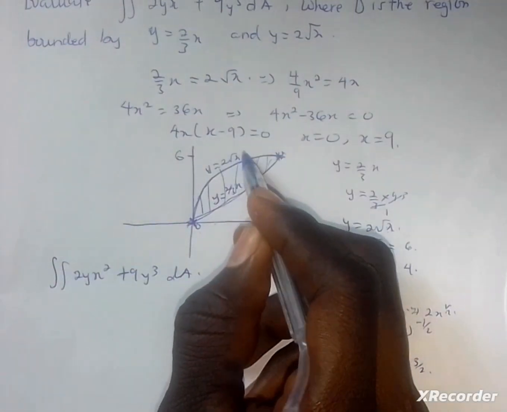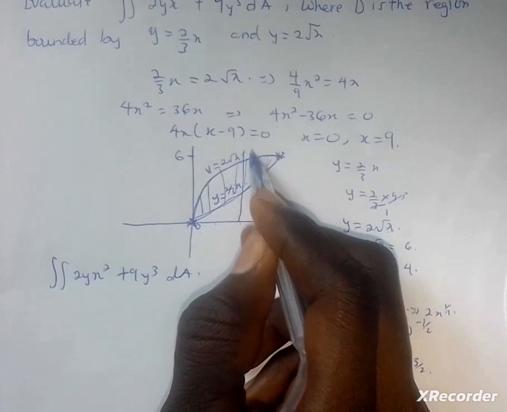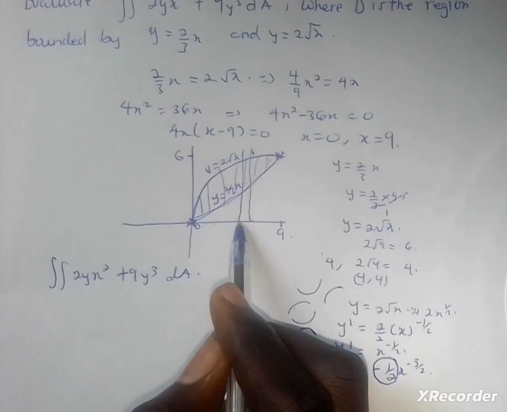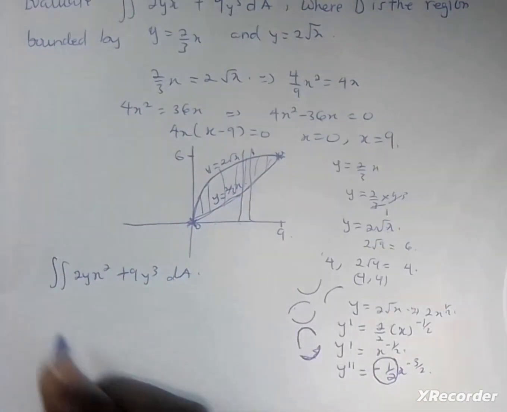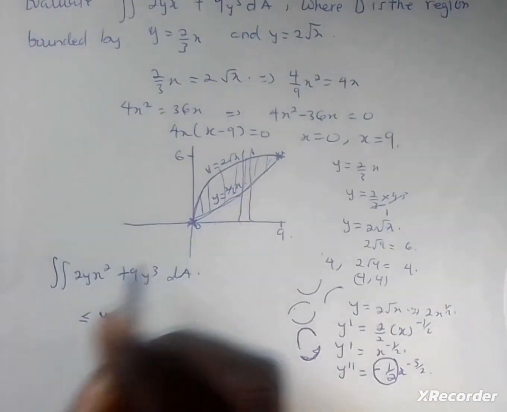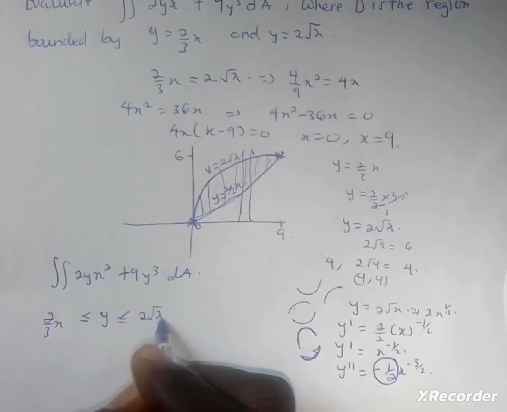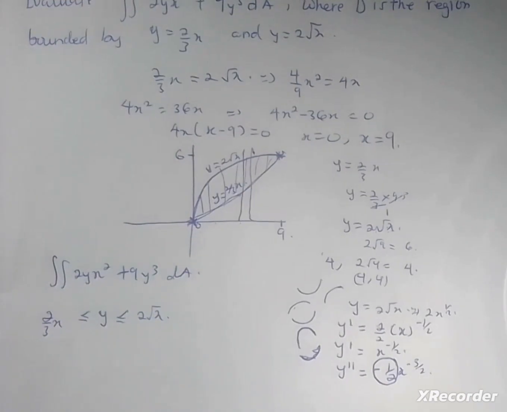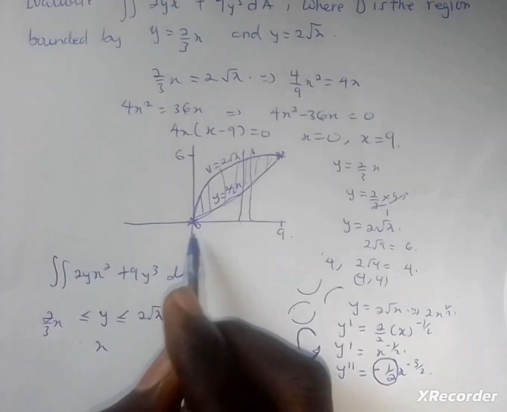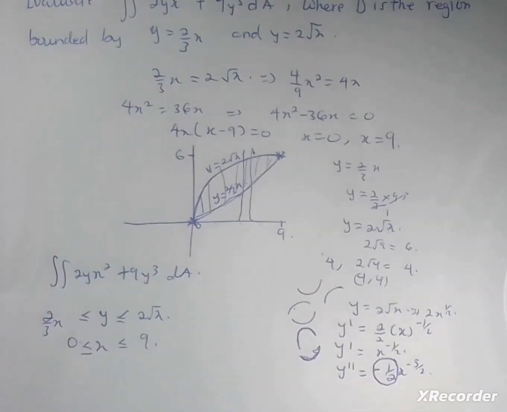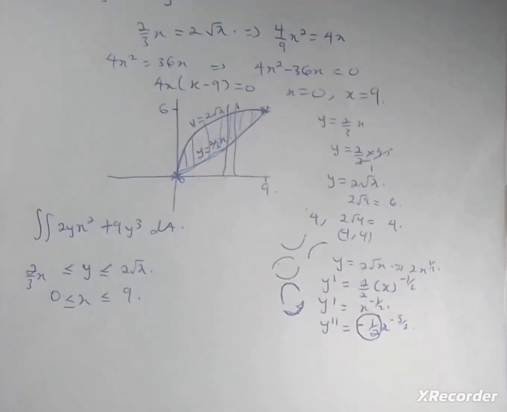So I'm going to draw a parallel line here and also a parallel line here. Once I draw these parallel lines, you see that the parallel line hits this line first. So meaning our y will be greater than or equal to 2 over 3 x, but less than or equal to 2 root x, right? Yes. So once I get that, I move to the x. The x is simply taken from here to here. So x is greater than or equal to 0, but less than or equal to 9, right? Yeah, so for this one, I am done with my limits.